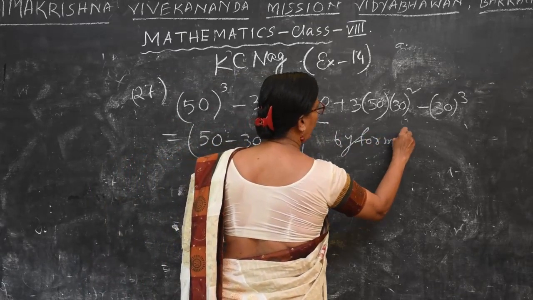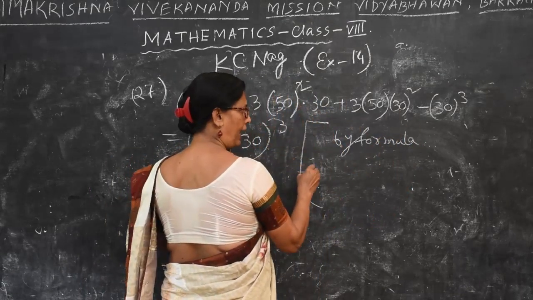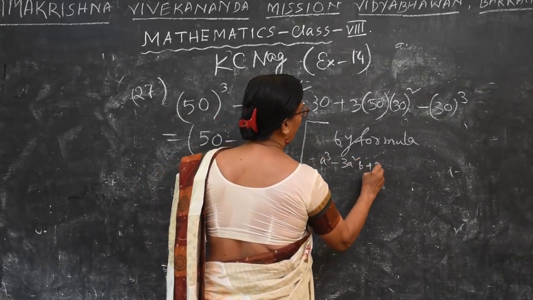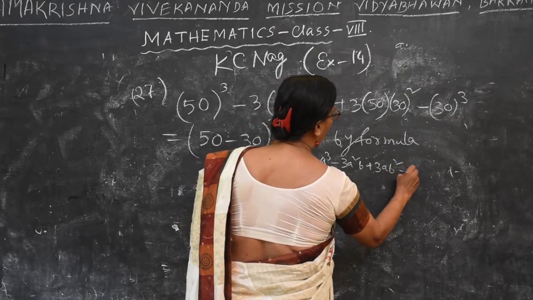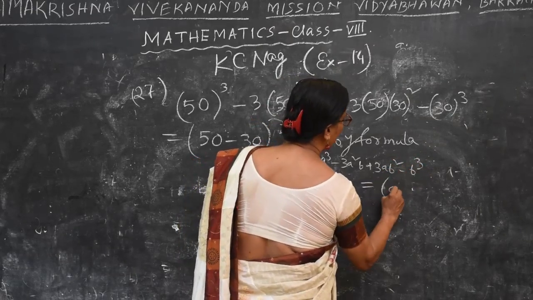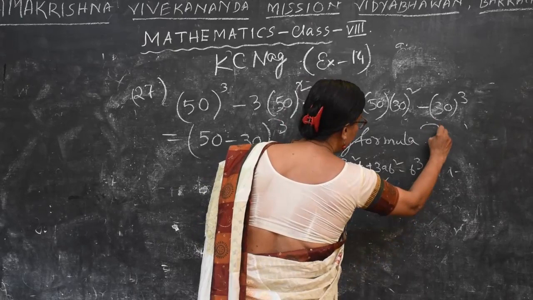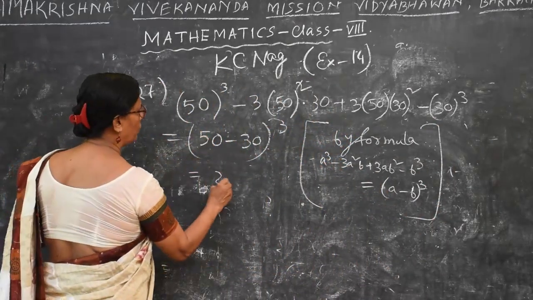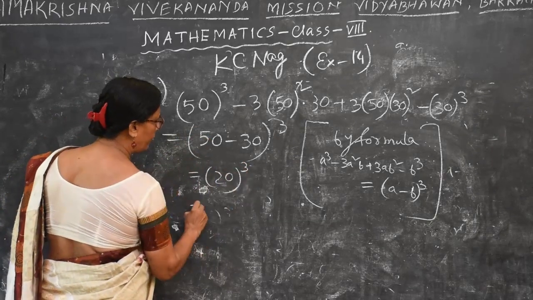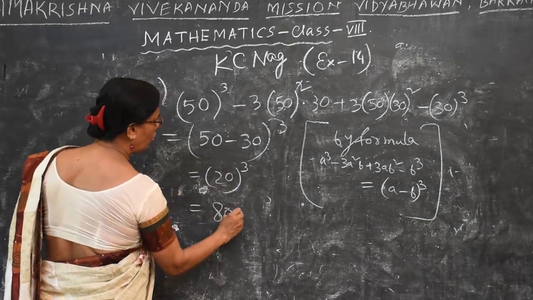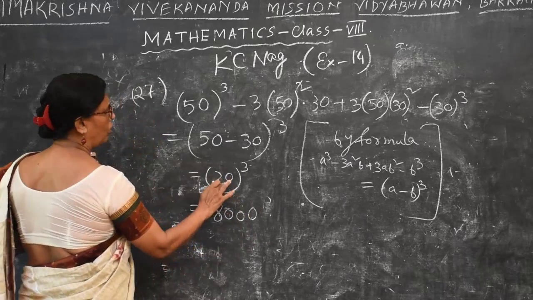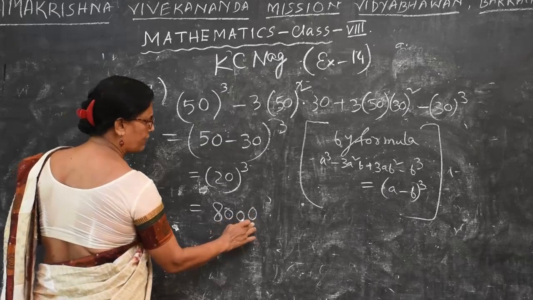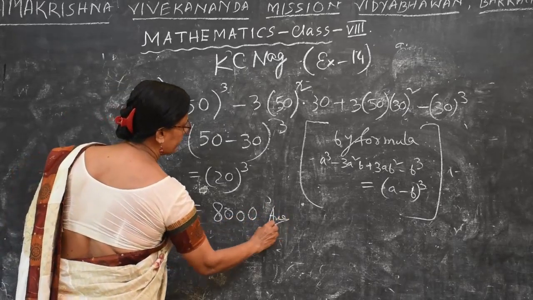Which formula did we use? Just apply here: a cube minus 3a square b plus 3ab square minus b cube is equal to a minus b whole cube. We directly apply this formula. So 50 minus 30 is 20 cube. 2 cube is 8, and then 0, 0, 0, that is the cube of 10. It is for the square and it is for the cube. So this is the answer.